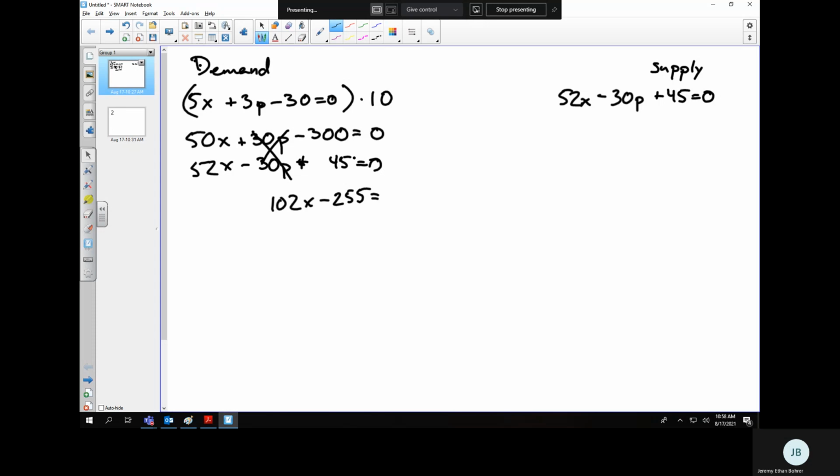equals 0. Well, that means 102x equals 255. Then I can think about factors here. This is 51 times 2 times x, and this is 51 times 5. So if I divide both sides by 51, I get 2x equals 5. So x equals 5 halves.